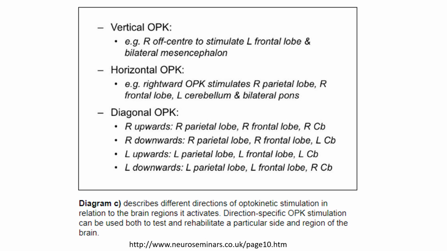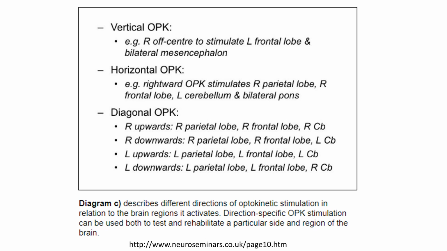Diagram C describes different directions of OPK stimulation in relation to the brain regions they activate. Direction-specific OPK stimulation can be used both to test and to rehab a particular side and region of the brain. So vertical OPKs, for example, are right off center to stimulate the left frontal lobe and bilateral mesencephalon. What's the mesencephalon? Midbrain.